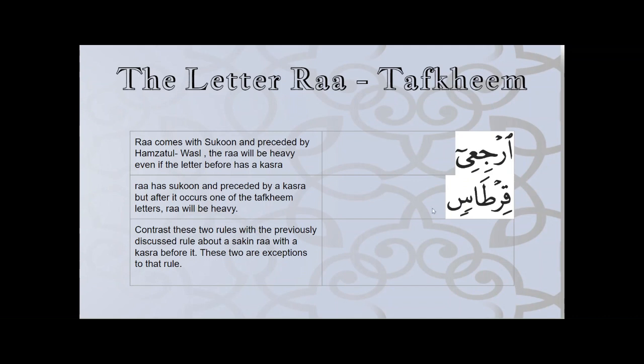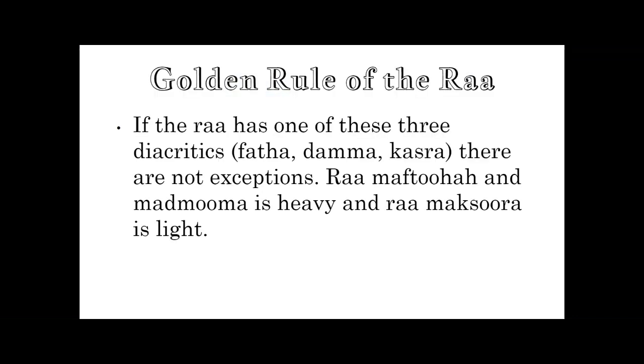This is qiltas. You have to contrast these rules with the two previously learned rules that you see on your screen, which is a sakin ra with a kasra before it. A sakin ra with a kasra before it, you pronounce it light. These two are exceptions, even though this ra sukoon has a kasra before it and this ra sukoon has a kasra before it. Both these ra sukoons are going to be pronounced heavy. This one because of the hamzatul wasl, this one because immediately after this ra sukoon is one of the letters of tafkhim. So these are the exceptions.